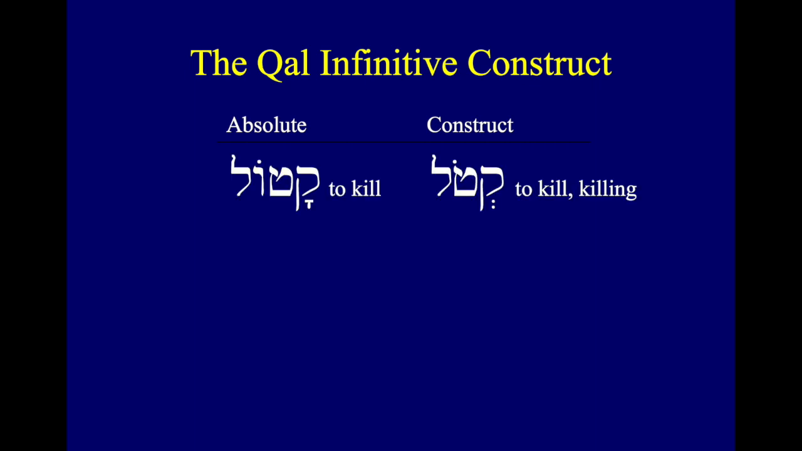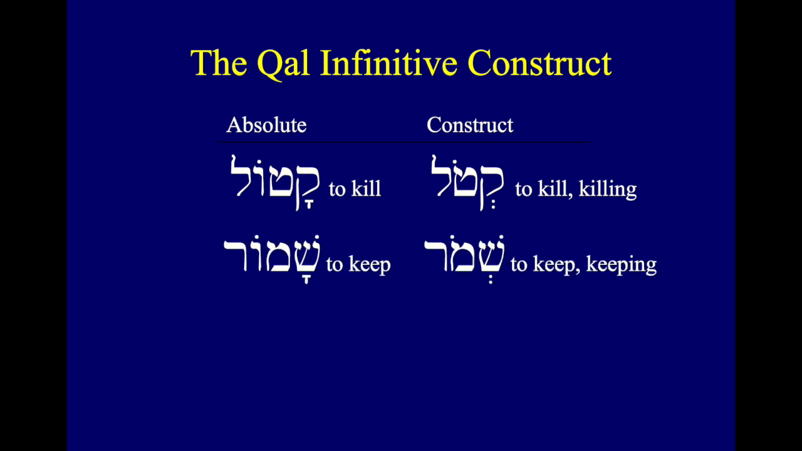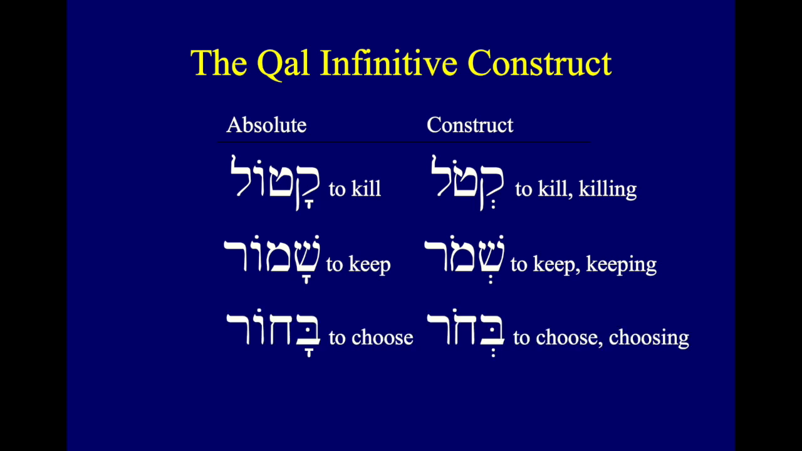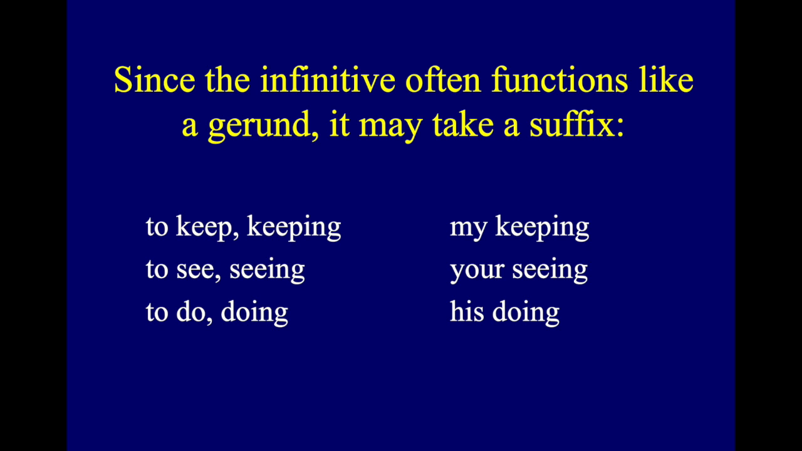So remember our absolute form was like katol. Well, our construct form is ktol. So it's the same as the imperative, right? But with that short vowel, the schwa, taking the place of the long A class vowel. So shamor becomes shmor. Bahor, to choose, the infinitive form of to choose becomes bchor. So we have, again, this kind of swallowed vowel.